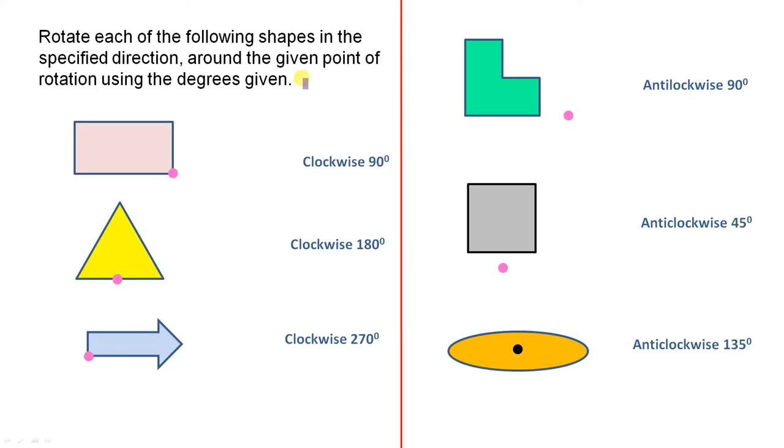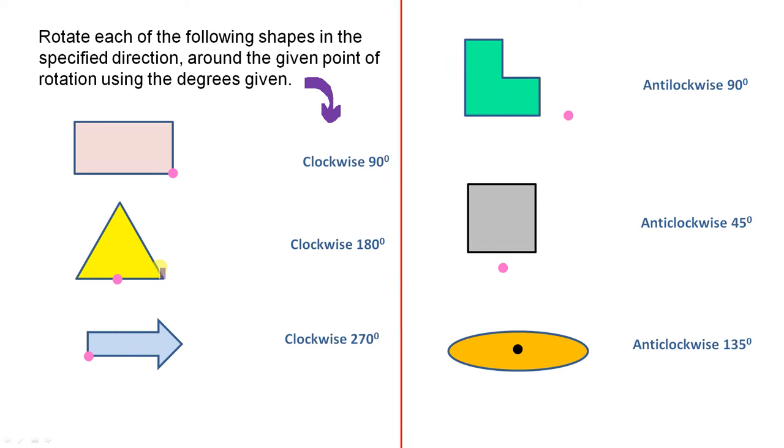Rotate each of the following shapes in the specified direction around the given point of rotation using the degrees given. So that's very interesting, isn't it? So we're looking at a direction. We're looking around, we're looking at a given point of rotation, and we're using some degrees. Okay? So the first one, here is the point of rotation. So that's fixed. So that explains that in the lesson. This point here is fixed. The direction of rotation is clockwise, and if we know from a clock, I'm sure we know that that is clockwise, and we go through an angle of 90 degrees.